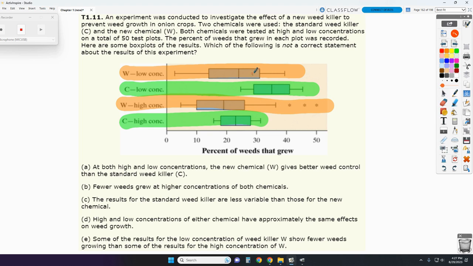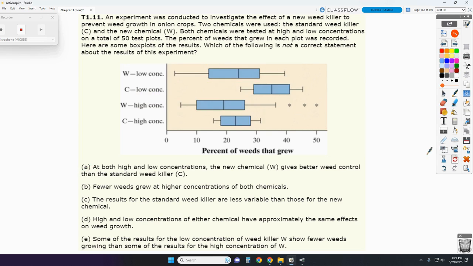Now, some of you might go, but this one and this one, they kind of look like they're roughly the same. And I'd say, yeah, I'm still leaning towards, I think these two orange ones are further down than these two green ones overall. So if you wanted to, you could hold on to that one as maybe being a possibility, but I'm not sold that A is really a correct statement, or is not a correct statement.